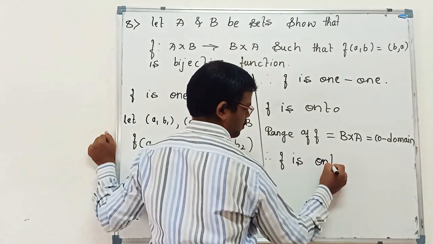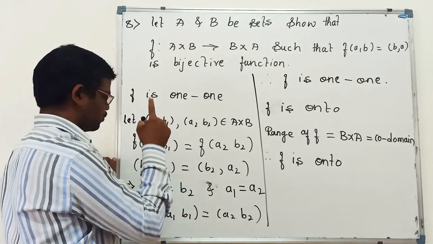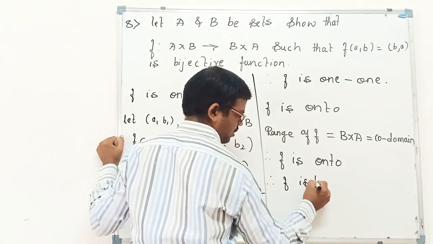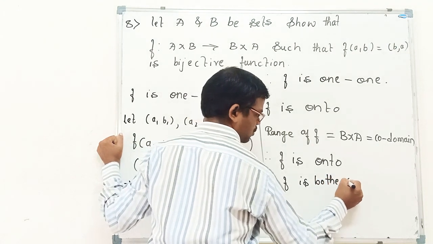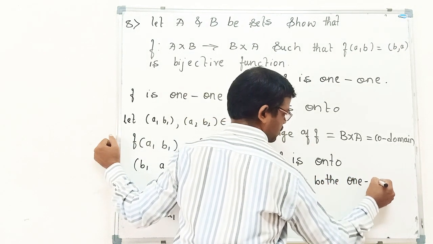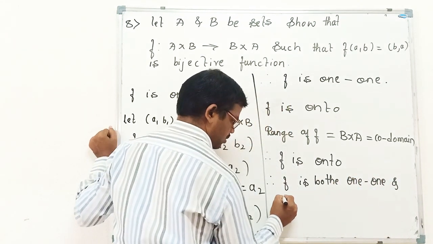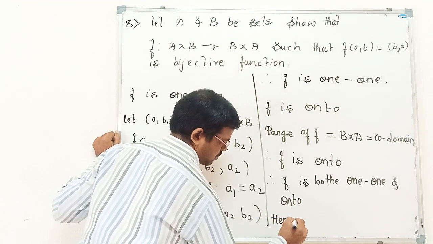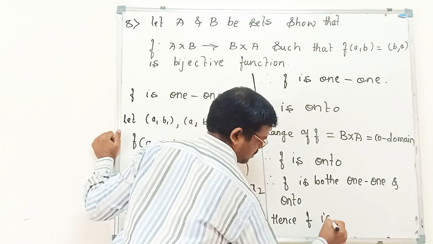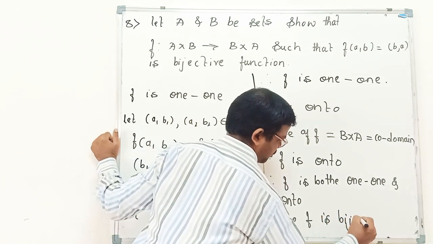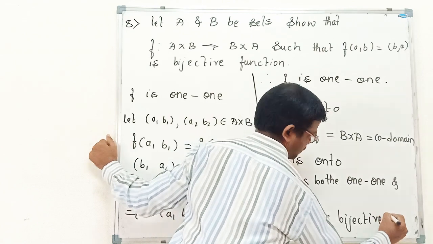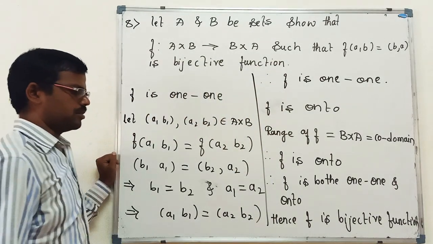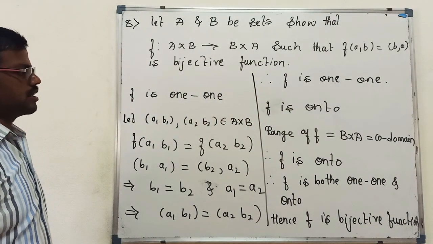So now we got f is both one-one and onto. Therefore f is both one-one and onto. Hence f is a bijective function. So this completes the example.